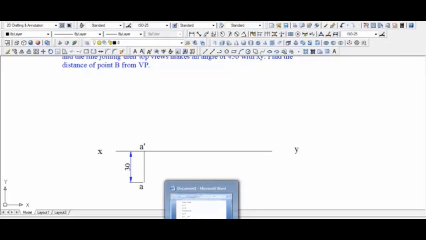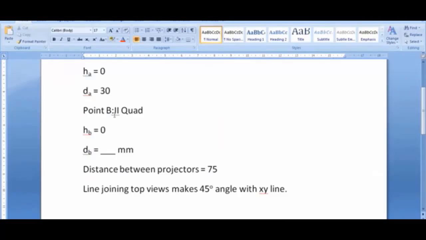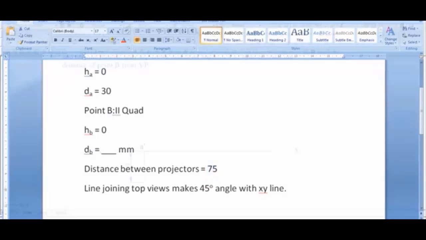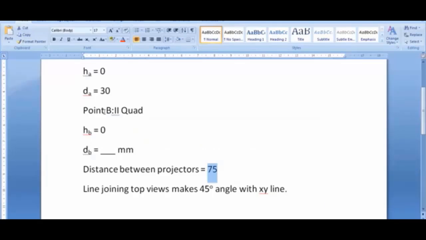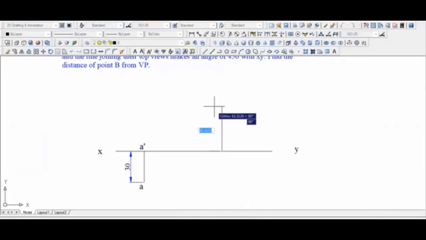Well, let's move forward. Point B lies in the second quadrant, and the distance of the projector of point B from that of projector A is 75. Let us do this first. The distance of the projector of point B from that of A is 75. One more thing you've got to know is that point B lies in the second quadrant, and as far as the second quadrant is concerned, the logic of H and D says that both of them, H as well as D, are going to lie above the XY line. So one thing is for sure, both the front view as well as the top view for point B are going to be above this XY line.